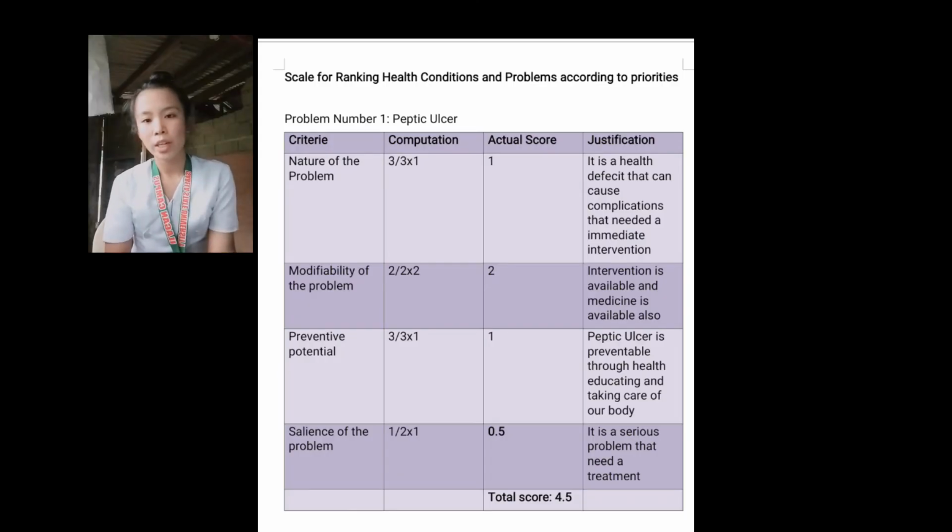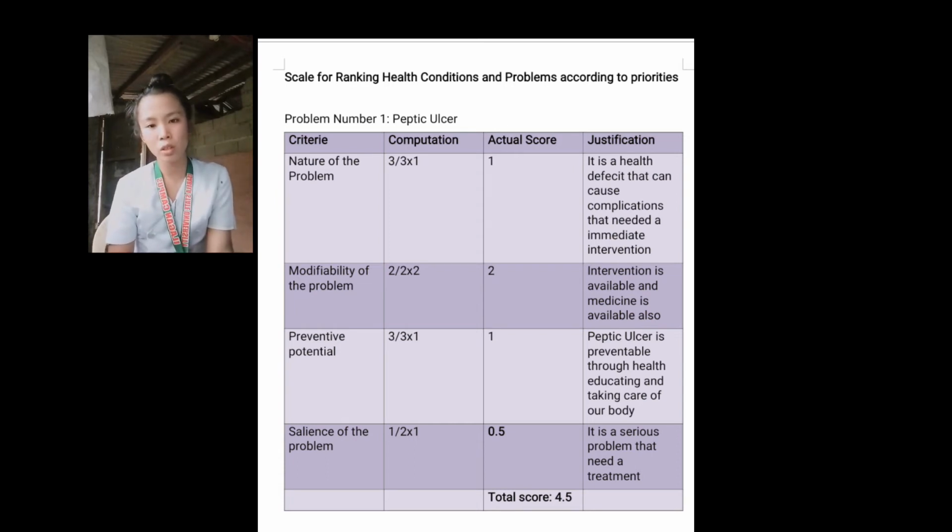So, dumako naman tayo sa scale for ranking health conditions and problems according to priorities. Problem number 1 is peptic ulcer. Criteria is nature of the problem. Computation: 3 divided by 3 times 1. Actual score: 1. Justification: it is a health deficit that can cause complication that needs immediate intervention. Modifiability of the problem is 2 divided by 2 times 2. Actual score: 2. Justification is intervention is available and medicine is available also.